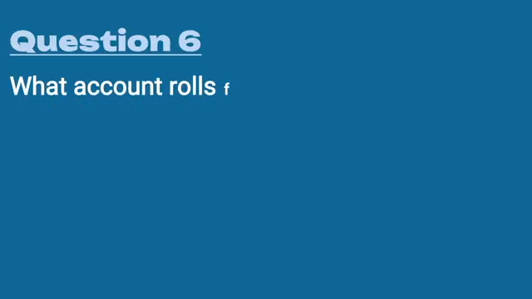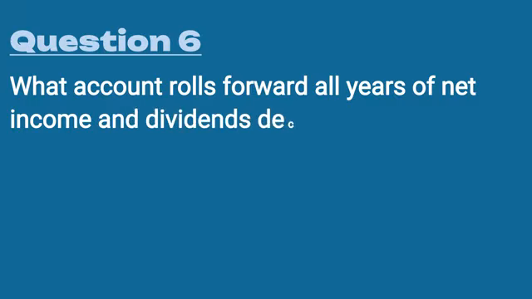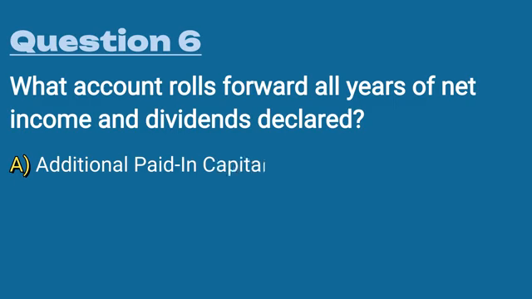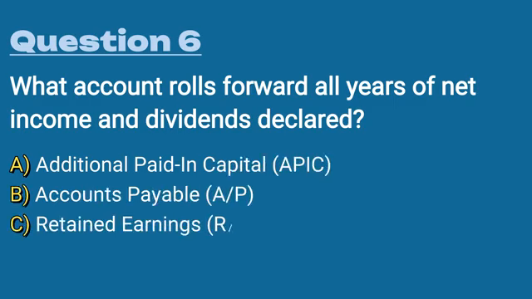Question number 6. What account rolls forward all years of net income and dividends declared? A, additional paid in capital. B, accounts payable. C, retained earnings. D, par value stock.